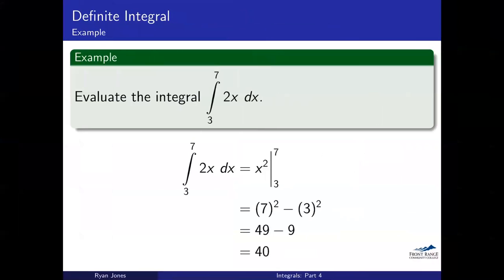So you'll see all that work that I just did right there, plugging in the 7 and the 3, and there we go. So when I have a definite integral, when I have these endpoints, I just start off by doing the integral as I normally would, x squared. But then instead of adding a plus C, I actually evaluate at 7 and 3 and subtract the difference there.